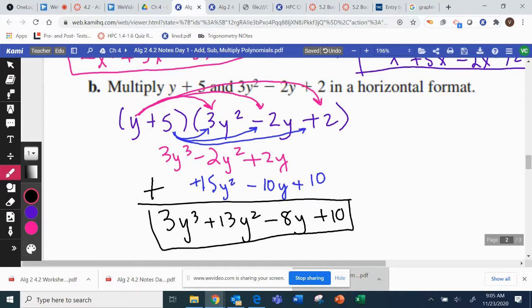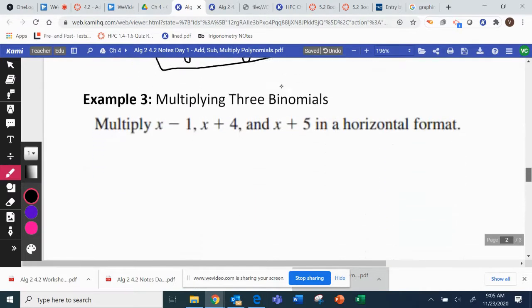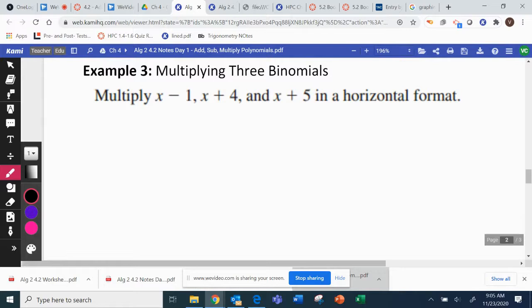All three methods will get you the answer basically the same way. We are distributing one number at a time and then adding together the like terms. All right. What happens if you have to multiply 3 things? We have to multiply 3 things.